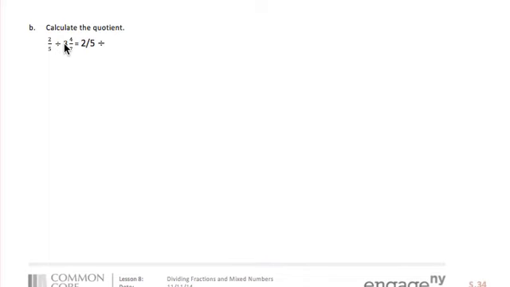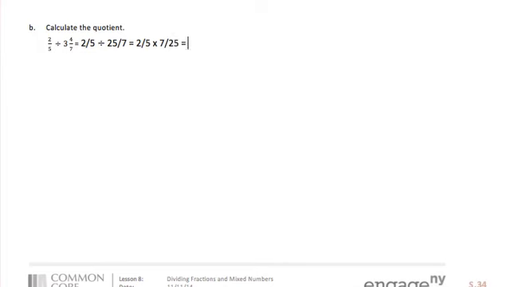If we multiply the whole number times the denominator, 3 times 7 is 21, and then add the numerator, 21 plus 4 would be 25. That will be our numerator for our improper fraction. The denominator for the improper fraction remains the same as the original fraction, so the denominator will be 7. Once we've done that conversion, we need to rewrite our problem as multiplication: 2/5 times the reciprocal of 25/7, which is 7/25.